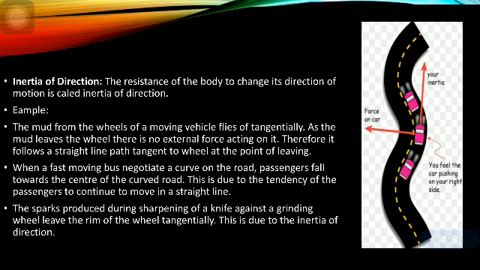When a fast moving bus negotiates a curve on the road, passengers fall towards the center of the curved road. This is due to the tendency of the passengers to continue to move in a straight line. The sparks produced during sharpening of a knife against a grinding wheel leave the rim of the wheel tangentially. This is due to the inertia of direction. And in this picture also you can understand the concept of inertia of direction. Whenever a car or any moving vehicle is taking a sharp turn, you fall opposite to the turn, and it is because of the inertia of direction.